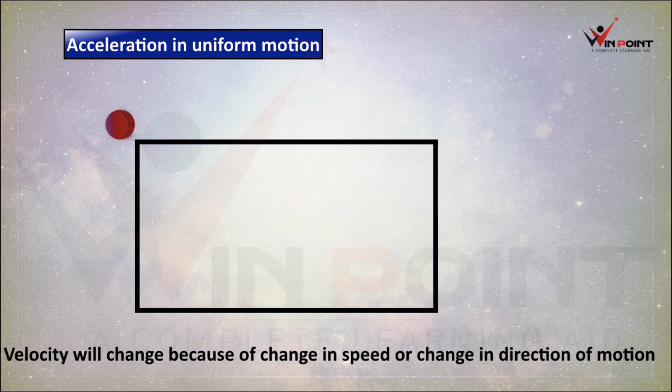There are two reasons for change in velocity. One is change in speed. The second one is change in direction. Here the speed is not changing, but the direction is changing. Here three times the direction changed. 1, 2, 3 times the direction changed. So we can say that it is accelerating.